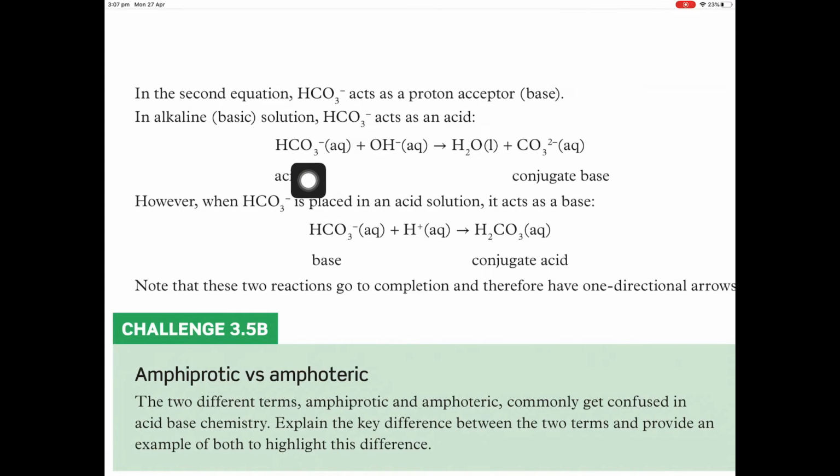Well, it just doesn't pick and choose when it does this. The bicarbonate ion acts as an acid whenever it's in a basic solution. Whenever it's in a basic solution, it wants to use up the hydroxide ions to make it less basic. So it gives off more, so it acts as an acid to push the reaction this way to the right, to use up the hydroxide ions.